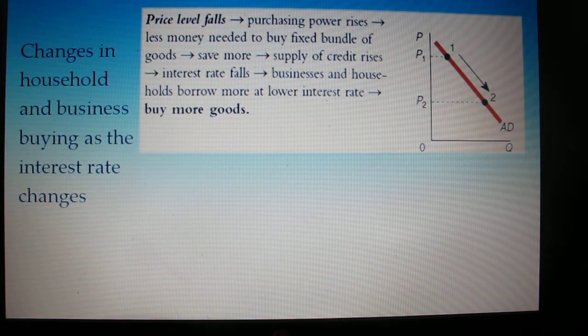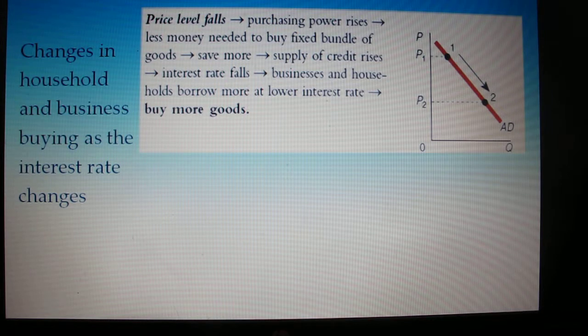Because less money is needed to buy a fixed bundle of goods, you have the ability to save more. And therefore, you are going to save more. And as you save more, the supply of credit rises. And as the supply of credit rises, interest rates are going to fall. Businesses and households are going to borrow more at lower interest rates, and therefore there's more goods bought and sold.